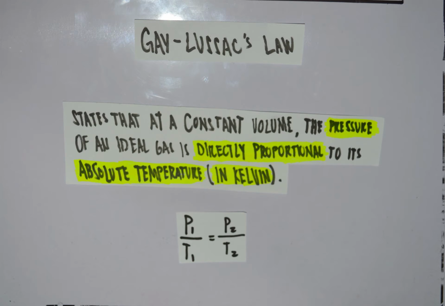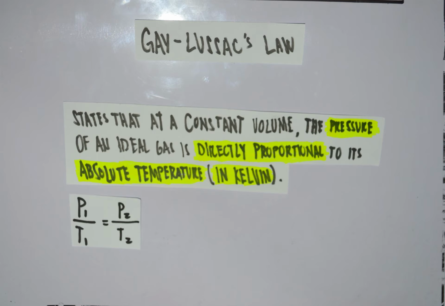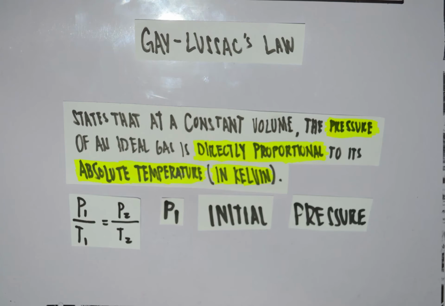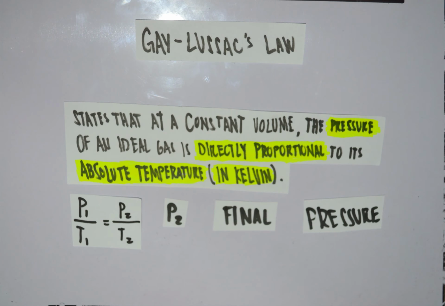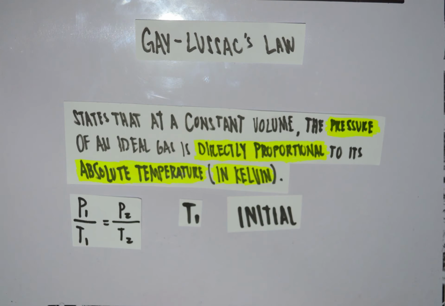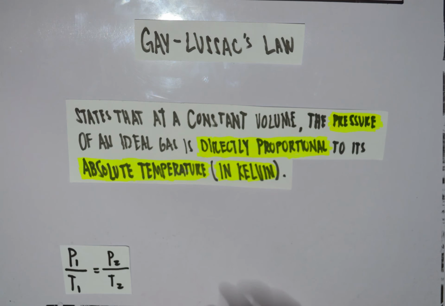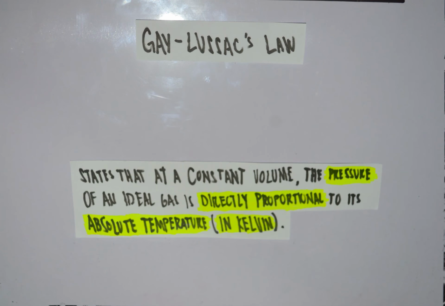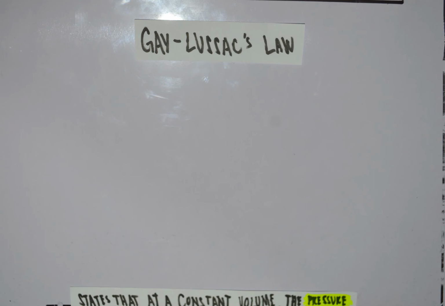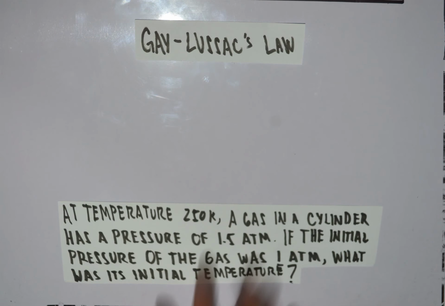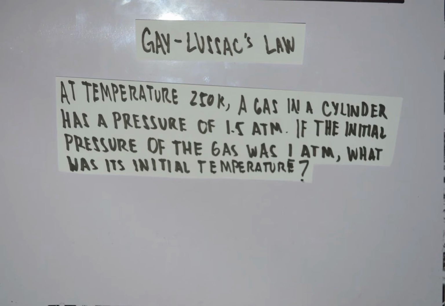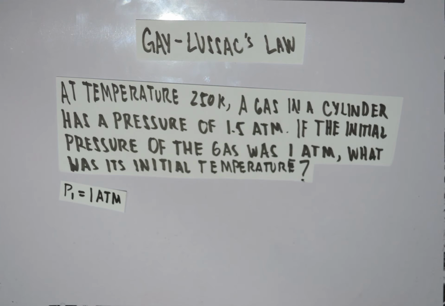Amontons' law. Amontons' law is an ideal gas law which states that at a constant volume, the pressure of an ideal gas is directly proportional to its absolute temperature in Kelvin. The law can be expressed as follows. P1 over T1 is equal to P2 over T2, where P1 is the initial pressure and P2 is the final pressure. Both pressures are in units of atm, or atmospheric pressure. T1 refers to the initial temperature and T2 refers to the final temperature. The temperatures are measured in units of Kelvin.